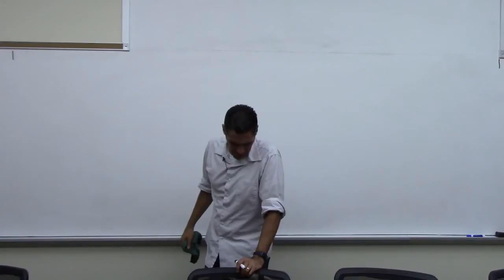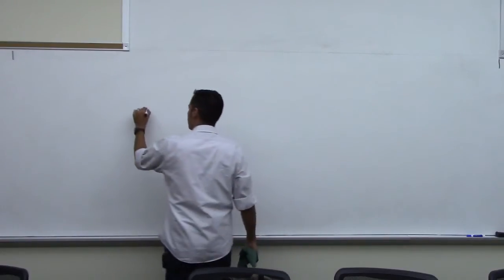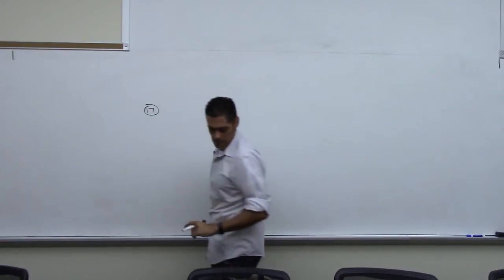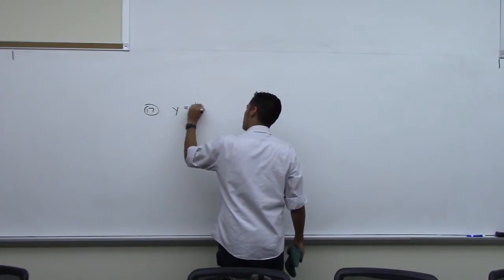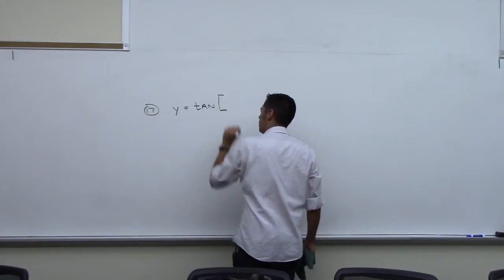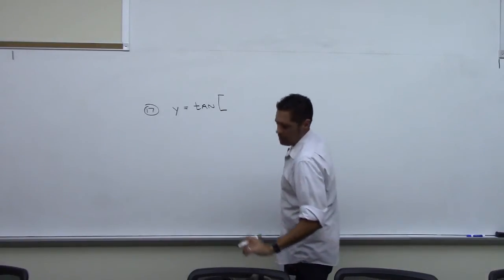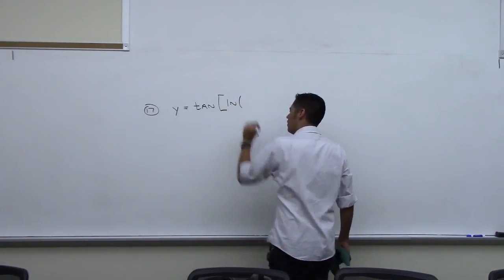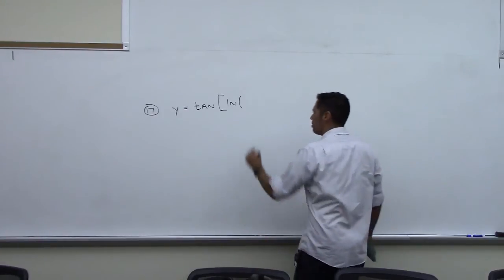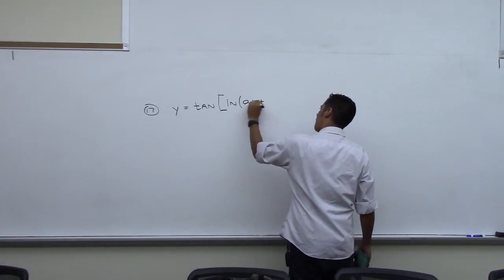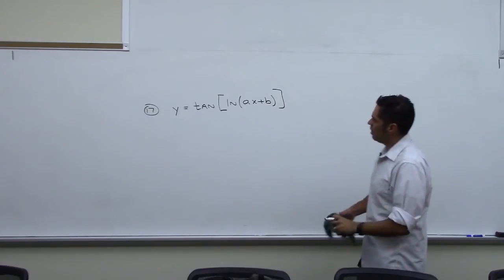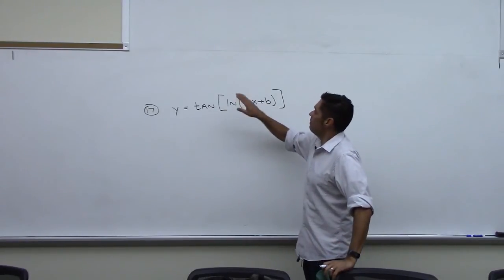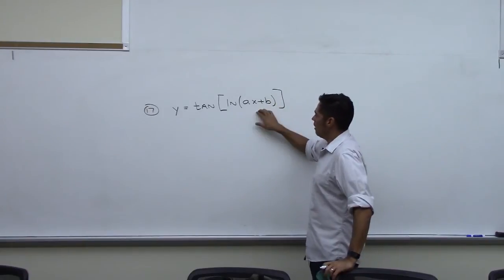Where am I? 17. Y equals tan, and then they're going to use a bracket, but remember brackets are just like a parenthesis. Tan of natural log, parenthesis, ax plus b, close parenthesis, close bracket. So we have composition again. Tangent of natural log of a linear expression.